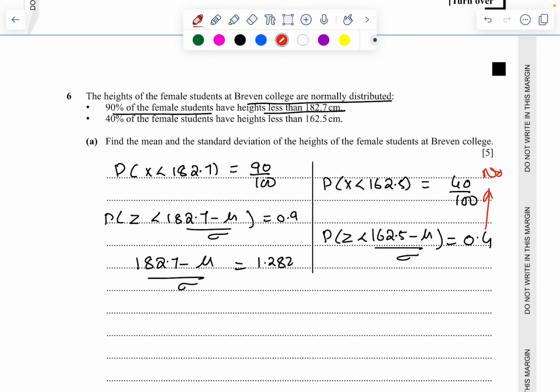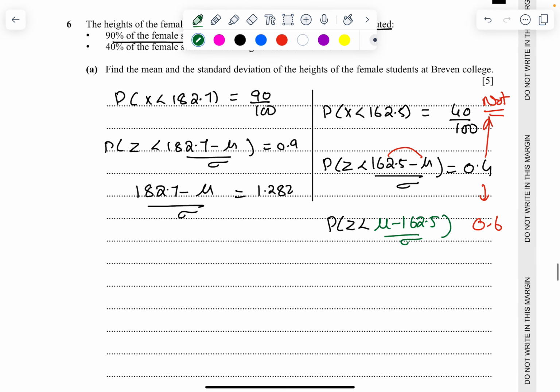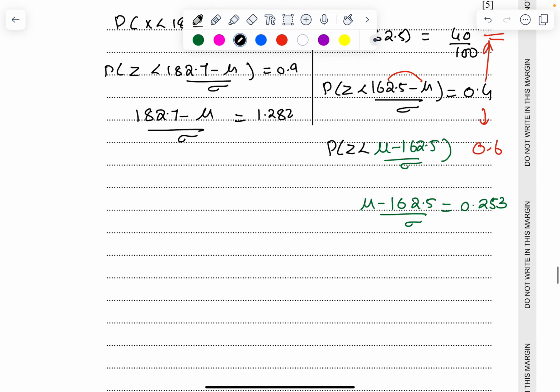So probability of z less than (162.5 minus mu) by sigma equals 0.4. 0.4 is not there in the table, so what am I going to do? Subtract from 1, get 0.6, and swap this. So it becomes probability of z less than (mu minus 162.5) by sigma equals 0.6. So (mu minus 162.5) by sigma equals 0.253. So I get two equations: 182.7 minus mu equals 1.282 sigma, and mu minus 162.5 equals 0.253 sigma.